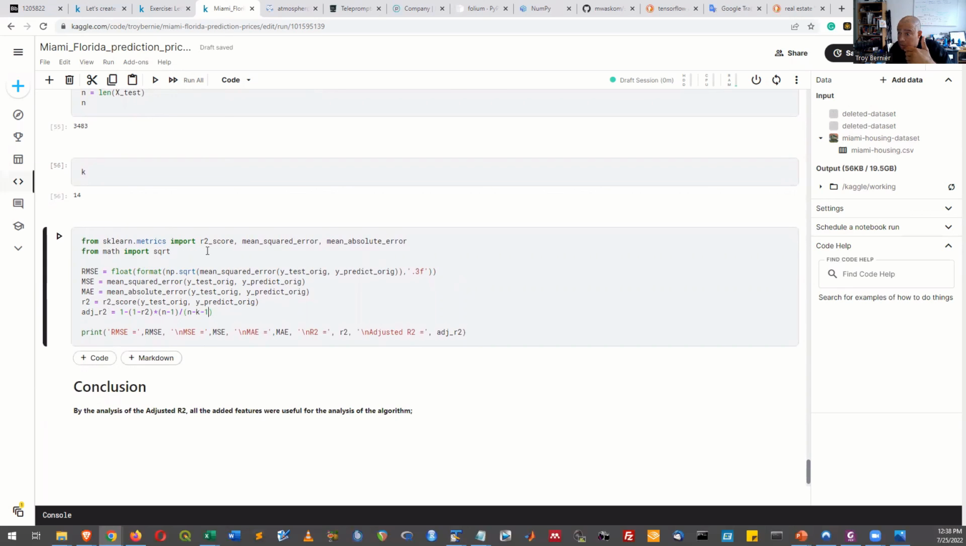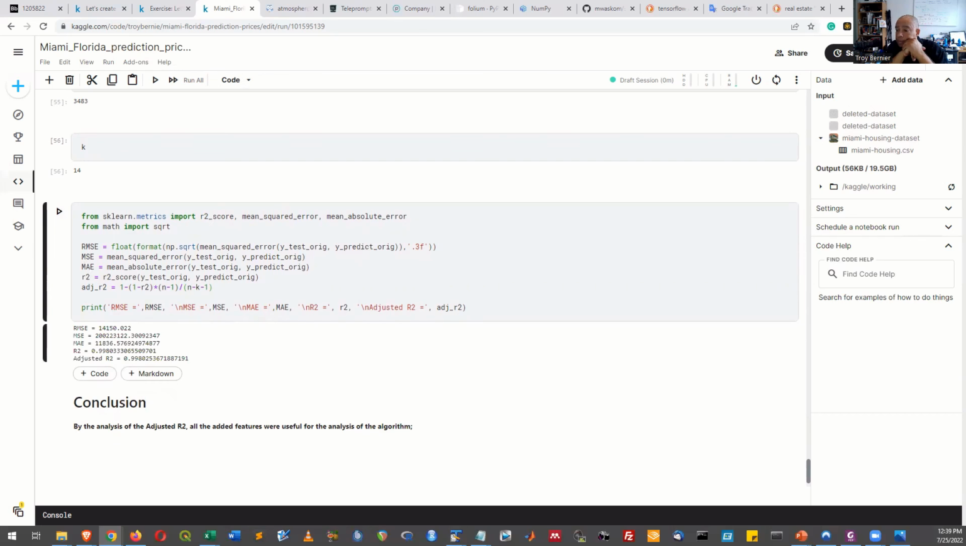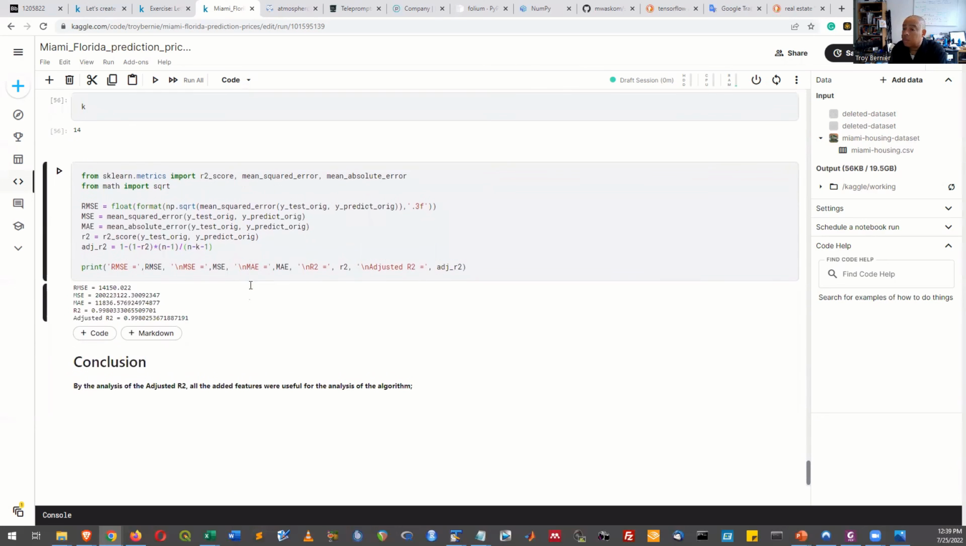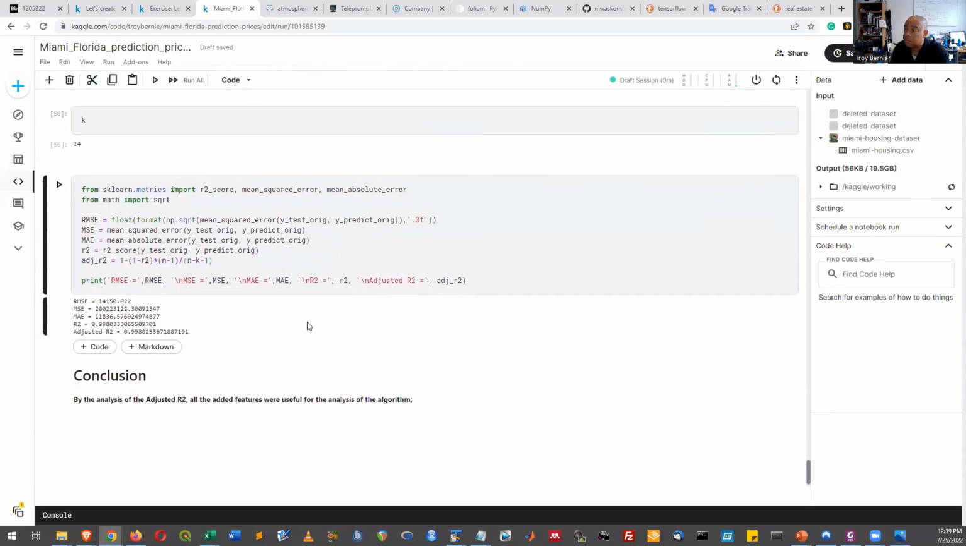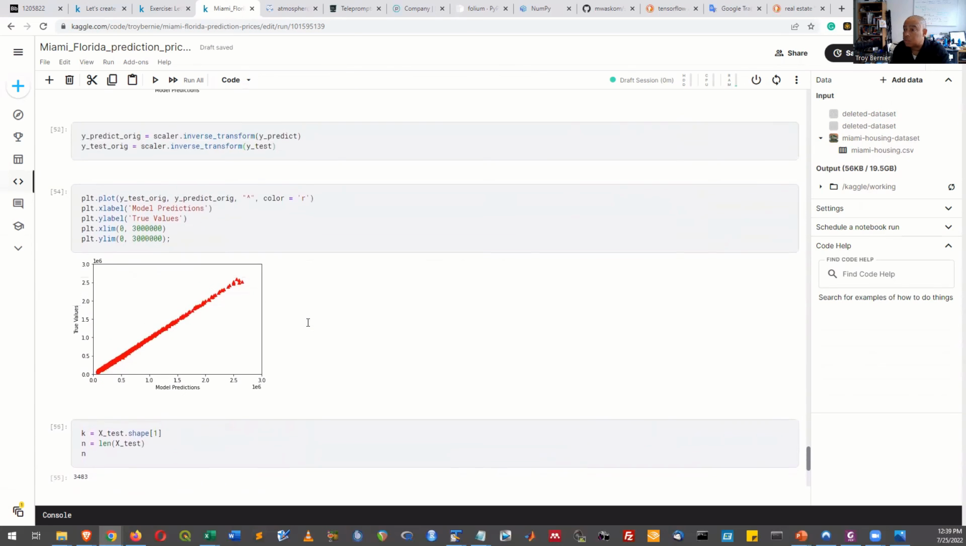In this case here, we're running sklearn on the files. Ooh, this would be interesting. Holy smokes, this is very good. What this says is that our R squared is 0.99. It's almost 1. It's excellent, meaning that all the added features were useful for the analysis of the algorithm. Very, very good. So the predictions are good.